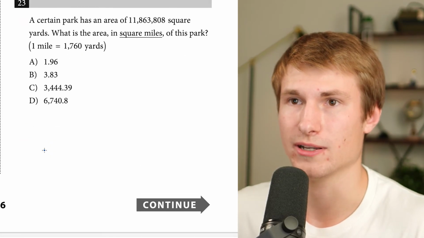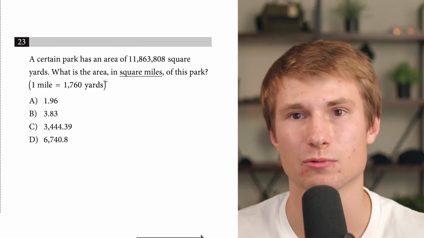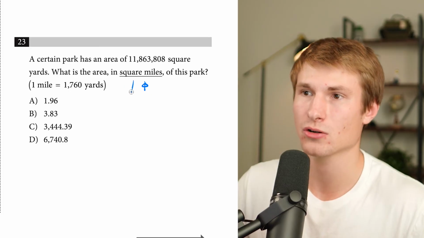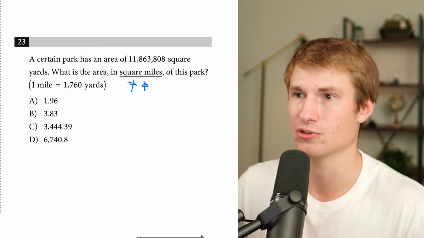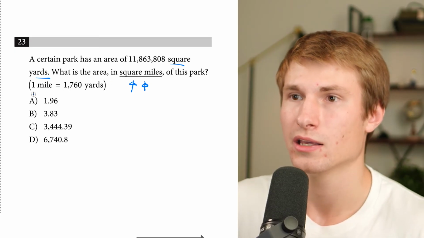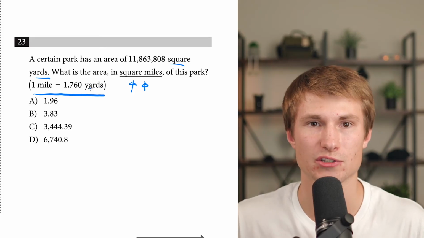Question number 23. A certain park has an area of 11 million something square yards. What is the area in square miles of this park? Okay, anytime you see something underlined on the SAT, pay attention to it. In this case, it's because we're dealing with unit conversions, converting from square yards to square miles. Key thing to understand is that here, when they give us 1 mile is equal to 1760 yards, that's not converting square miles to square yards, that's just converting miles to yards.